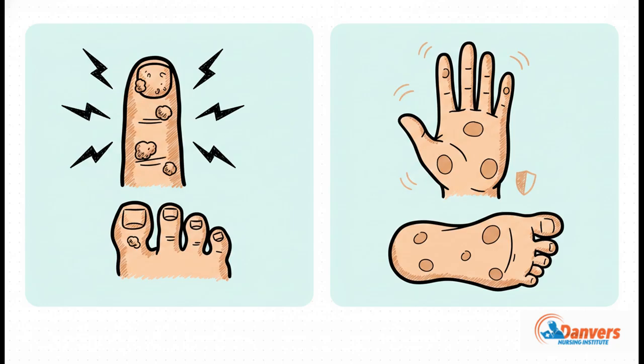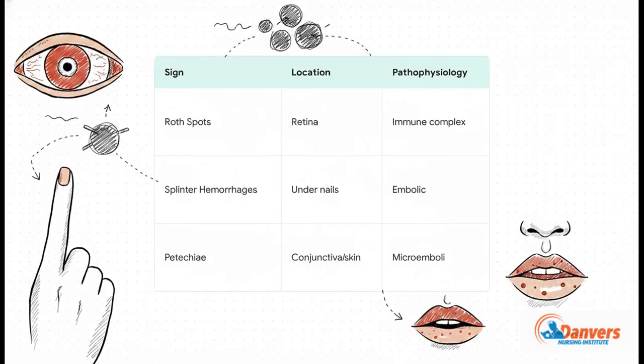Painful pads, Osler. Painless palms, Janeway. Let's flesh out the rest of this clinical picture. Look at how immune complexes and microemboli trigger a whole cascade of specific visual clues. You've got Roth spots, which are retinal hemorrhages with a little pale center that pop up on a fundoscopic exam. You've got splinter hemorrhages, those dark red linear streaks right under the fingernails. And don't forget petechiae hiding out on the conjunctiva or oral mucosa. Your thorough physical assessment is exactly what uncovers these tiny but absolutely critical red flags.